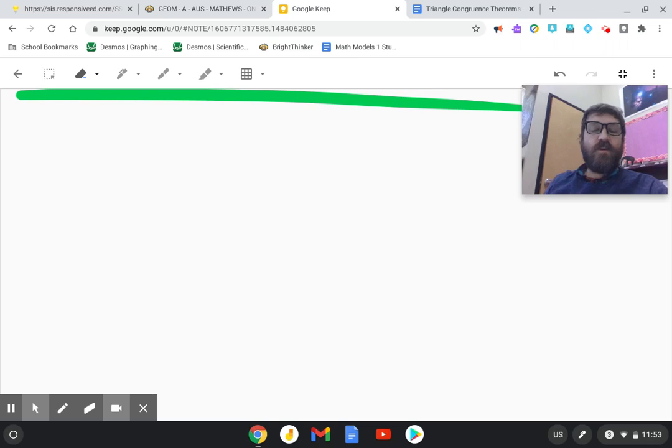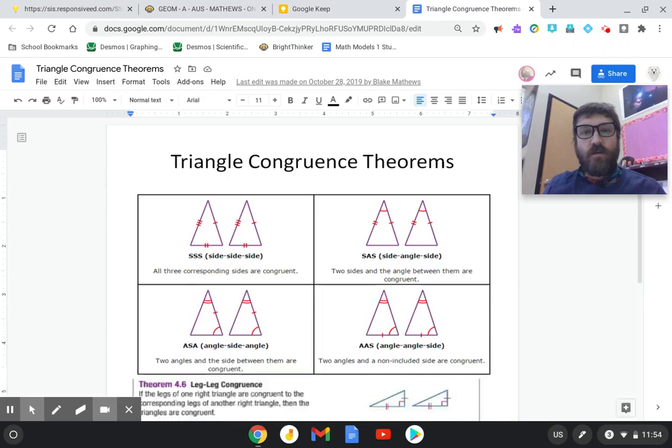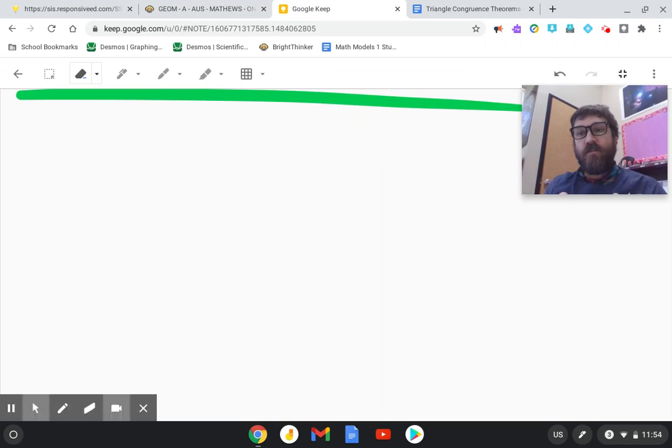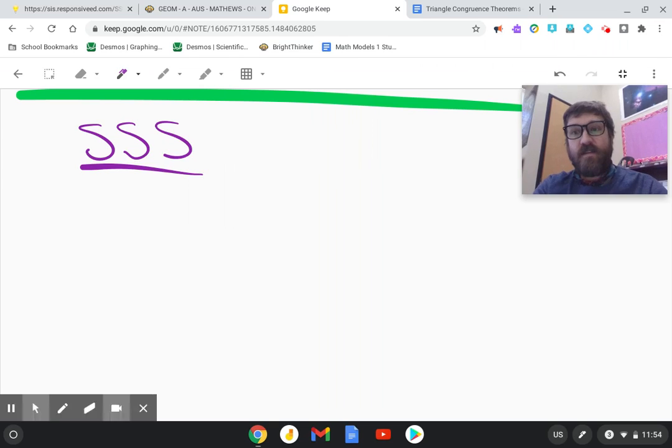How much information do I need to prove that two triangles are congruent? So I'm going to go through each of those examples. They're also listed here on the triangle congruence theorems page, and they also are in your lesson. But the first is what we call the side theorem. Okay, side theorem says exactly what it sounds like.